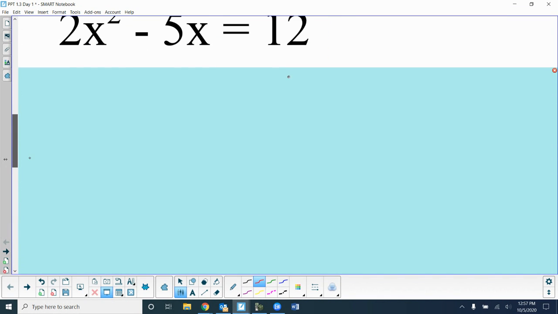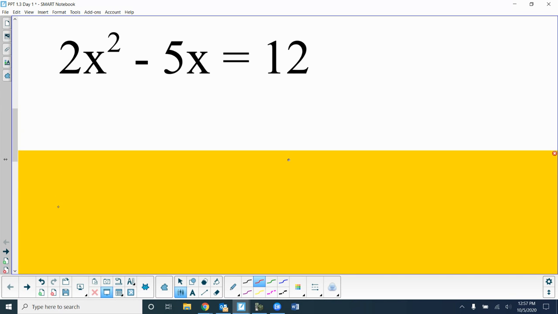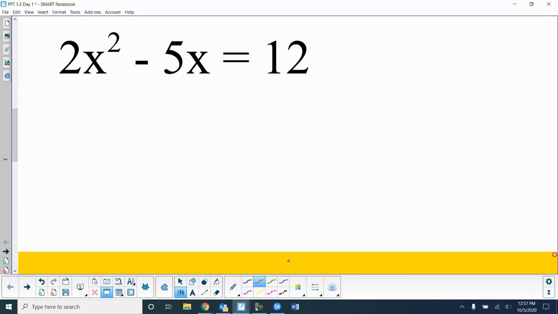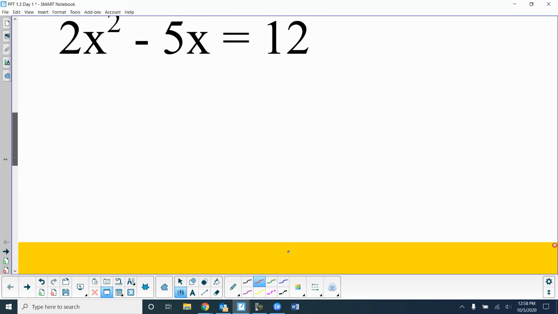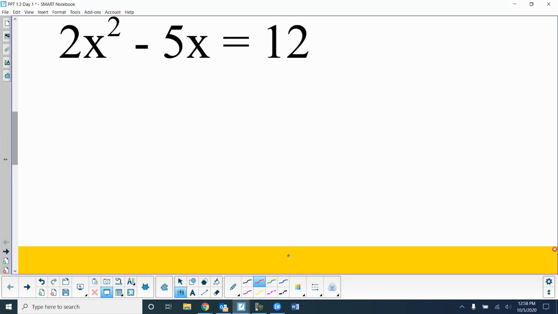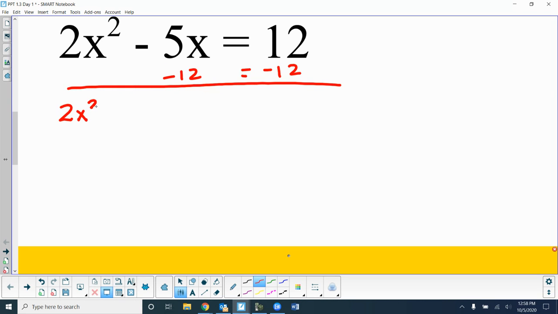Pretty easy, right? Okay, so what do I got to do first for this one? What's it got to be equal to? 0. So what do I do with the 12? Subtract it to the left side, right? On the minus 12. Get it on the left side with the x squared and the x. So I get 2x squared minus 5x minus 12.